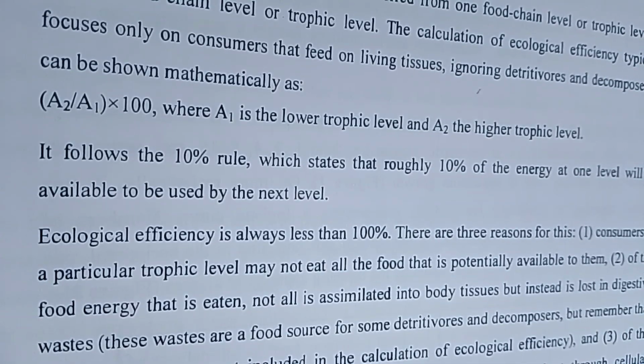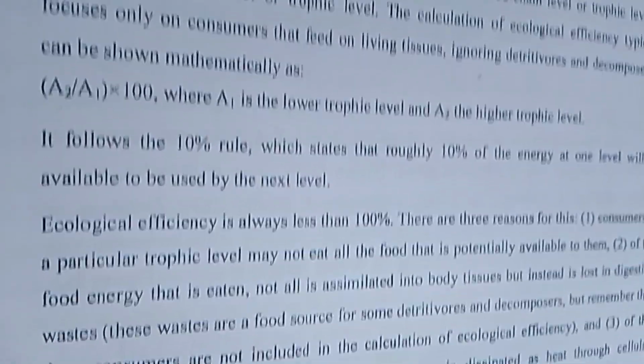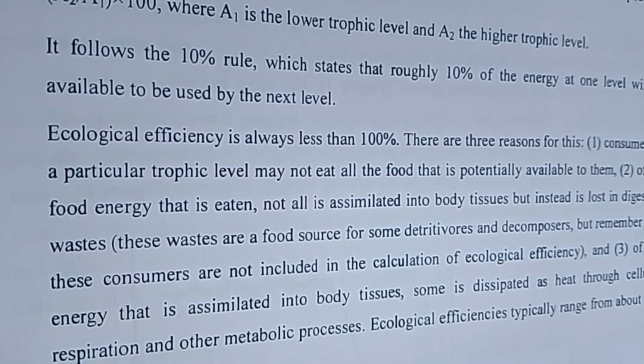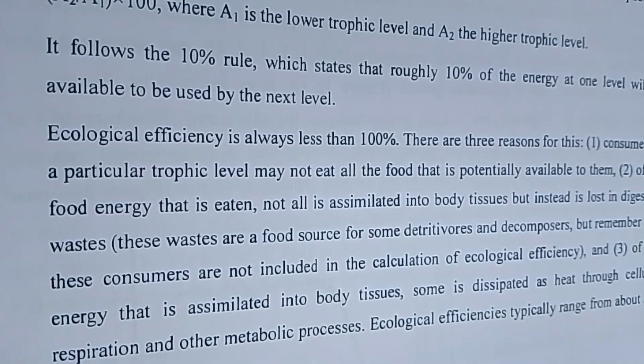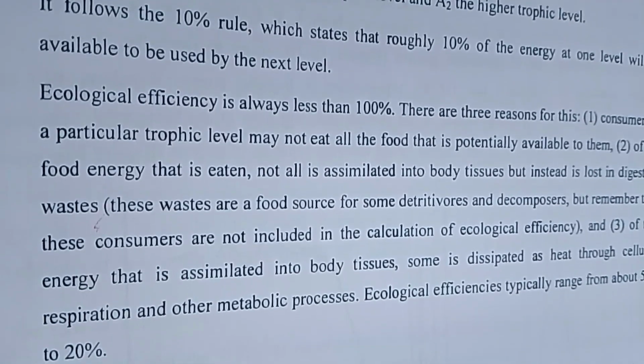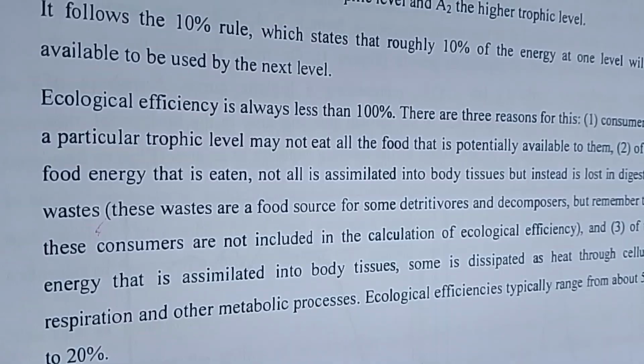Ecological efficiency is always less than 100%. There are three reasons for this. One, consumers at a particular trophic level may not eat the food that is potentially available to them. Two, of the food energy that is eaten, not all is assimilated into body tissue but instead is lost in digestive waste. Ecological efficiencies typically range from about 5% to 20%.